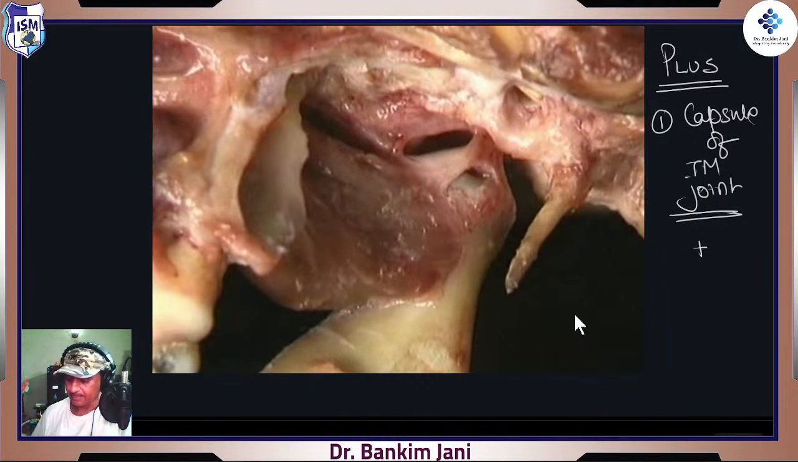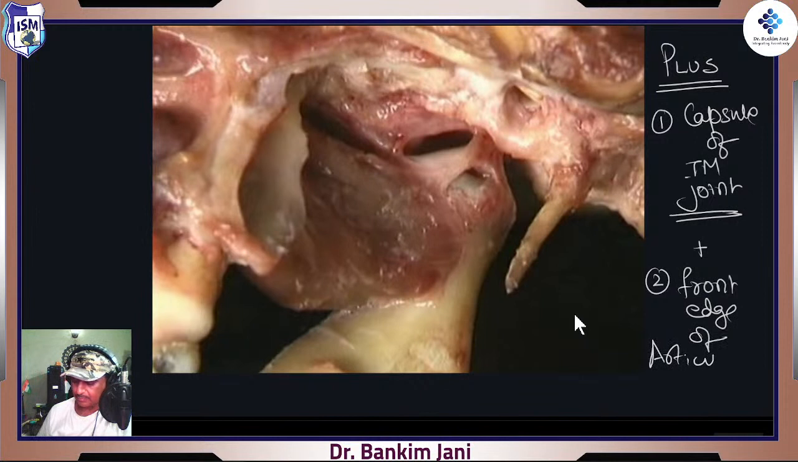Plus, in that opening and closing of the mouth, even the articular disc was involved, right? The condylar process and the articular disc. So it is connected on the front edge of the articular disc also. So this is the reason why everything becomes so easy, though it is a small muscle, but so important.